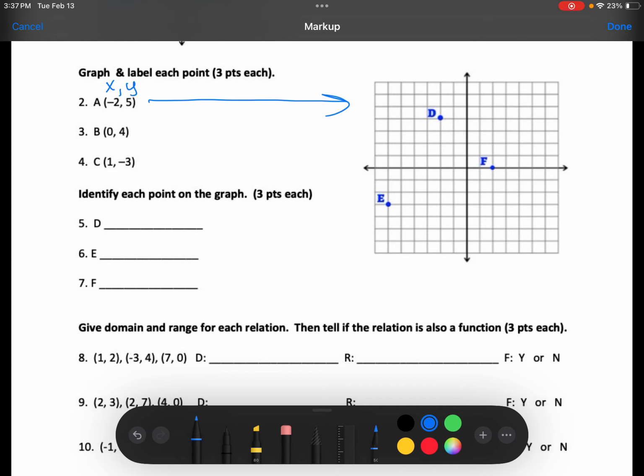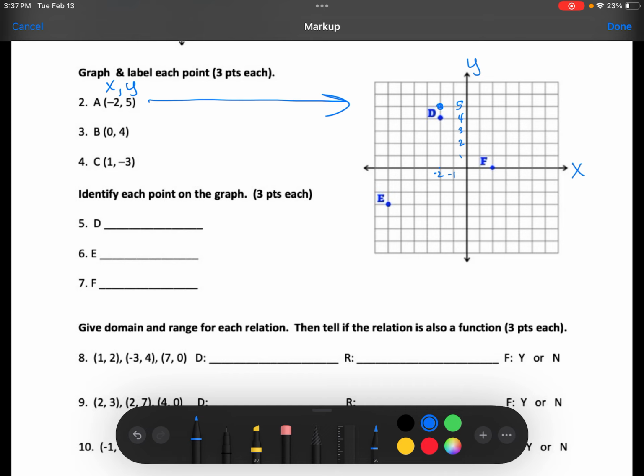So here's my x. Remember, we labeled them on the other one. And so I'm going to go to -2. So this is -1 and this is -2. So I'm going to go to -2, and then I'm going to go up to 5. So 1, 2, 3, 4, 5. So -2, 5 is right here.